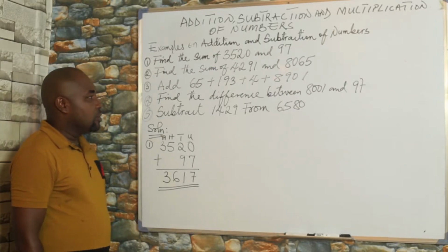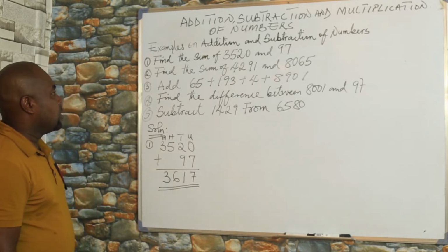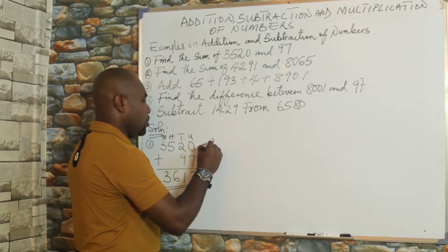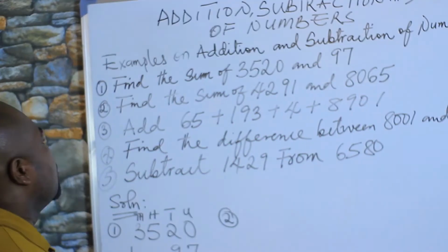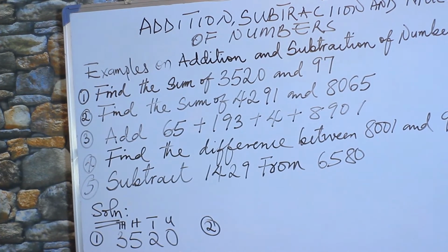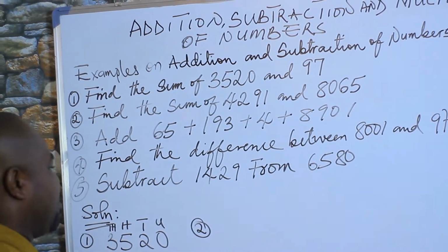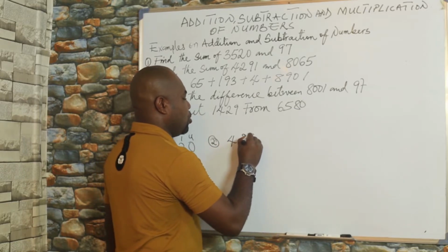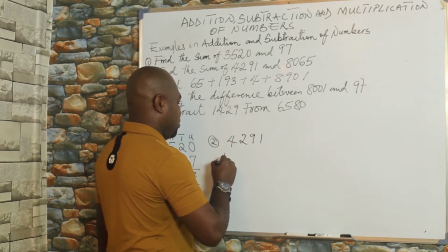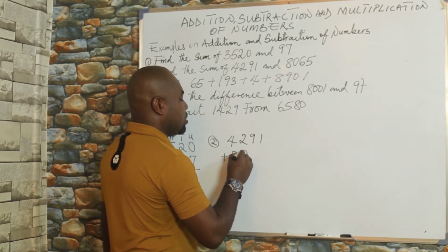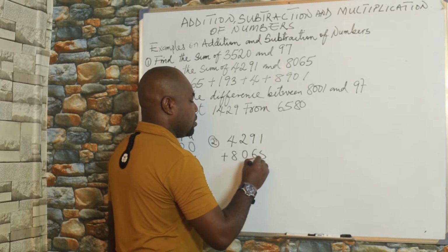3617. Let us take the second example. Number 2. Find the sum of 4291 and 8065. 4291 plus 8065.